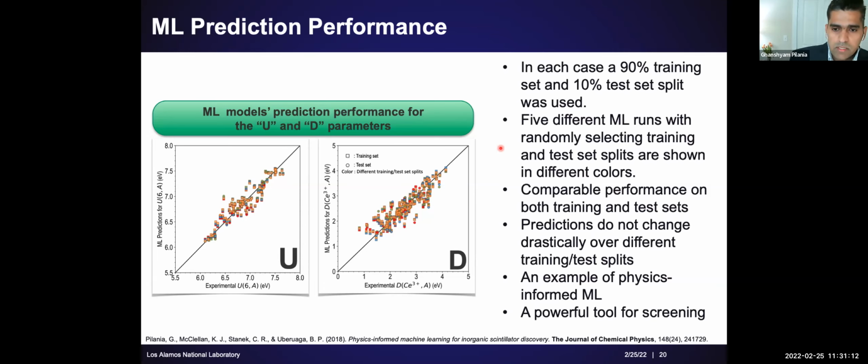So this is an example of physics-informed machine learning, because we are trying to solve a classification problem ultimately, right? We want to make predictions whether a given chemistry is going to be scintillator or non-scintillator, but we are doing so by training 2 different regression models, and the choice of those regression models is completely determined by the underlying physics of the problem. And so it is in this respect that I call this physics-informed machine learning.